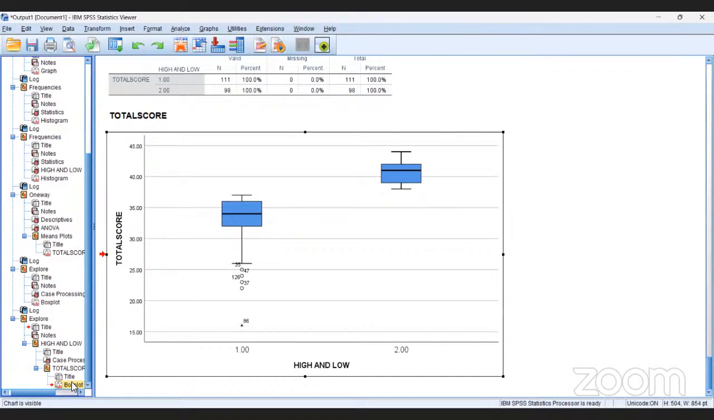So what I have received. This is the control group. They have not received achievement motivation training, but they have some level of achievement motivation. And this is the experimental group. They have received the training. And you find a lot of outliers in case of the control group. But in case of the experimental group, you do not find any outliers.